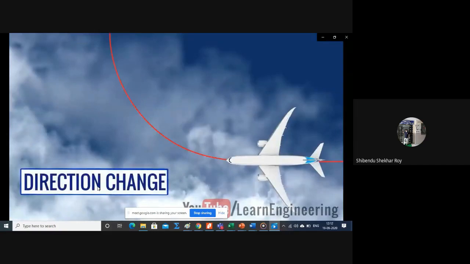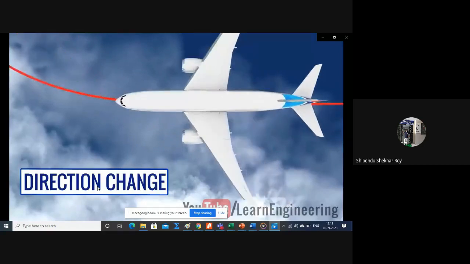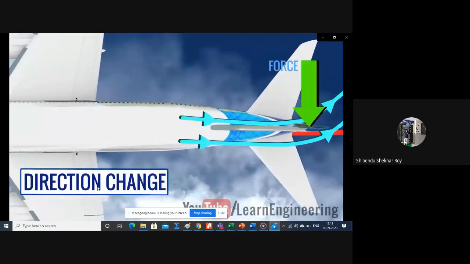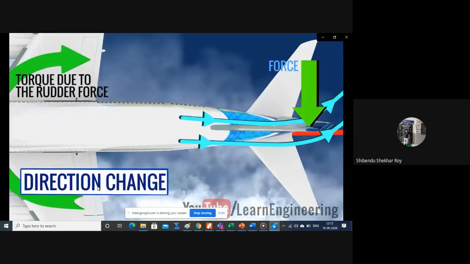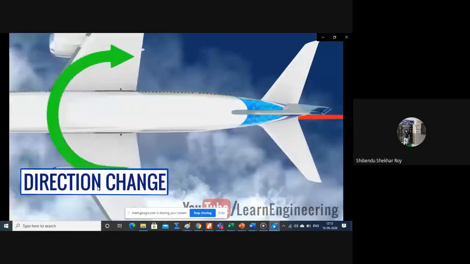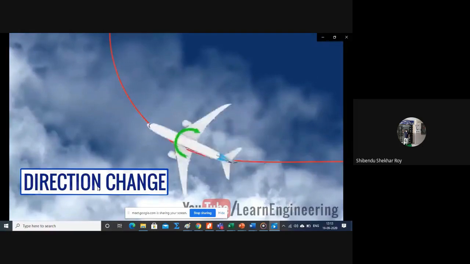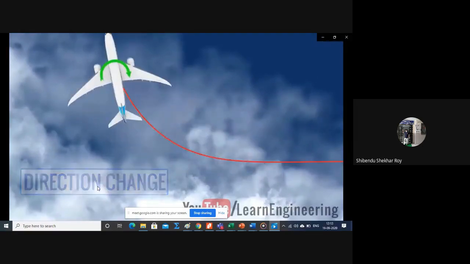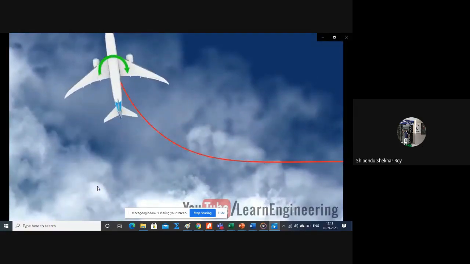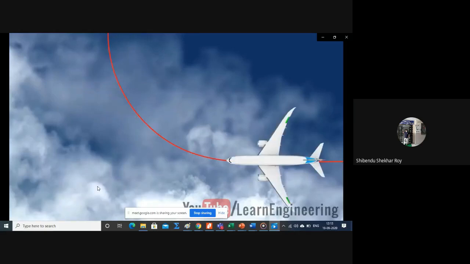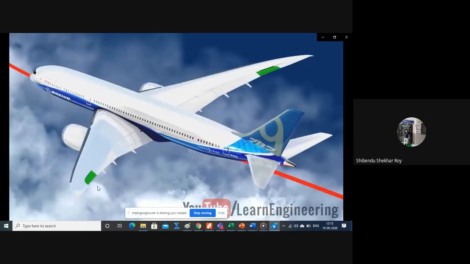So here, let me explain how the aircraft changes direction. By changing the rudder, you can create a horizontal force to change the direction, but it is not recommended because it creates an uncomfortable situation for the passengers. So you have to create centrifugal force, and in order to create that, what is the role of the wings?